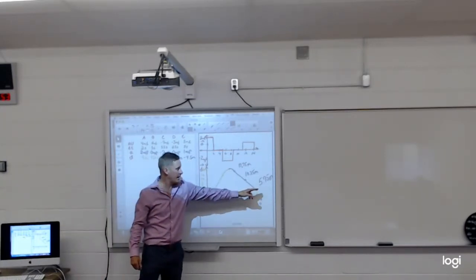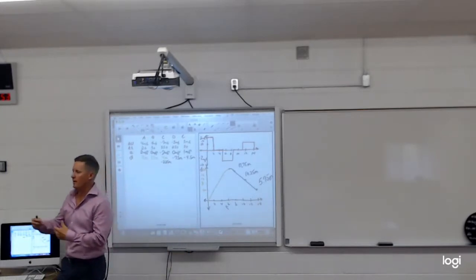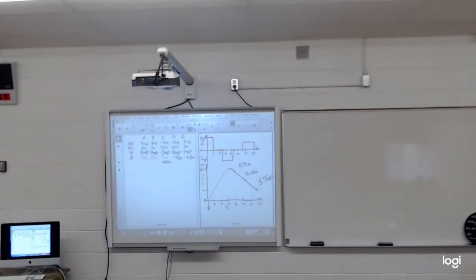If I were to ask you your displacement, let's say that the top of the graph was north and the bottom of the graph was south. What is your displacement in this particular question? 5.75 meters to the north. You're absolutely right. Does everybody follow that?